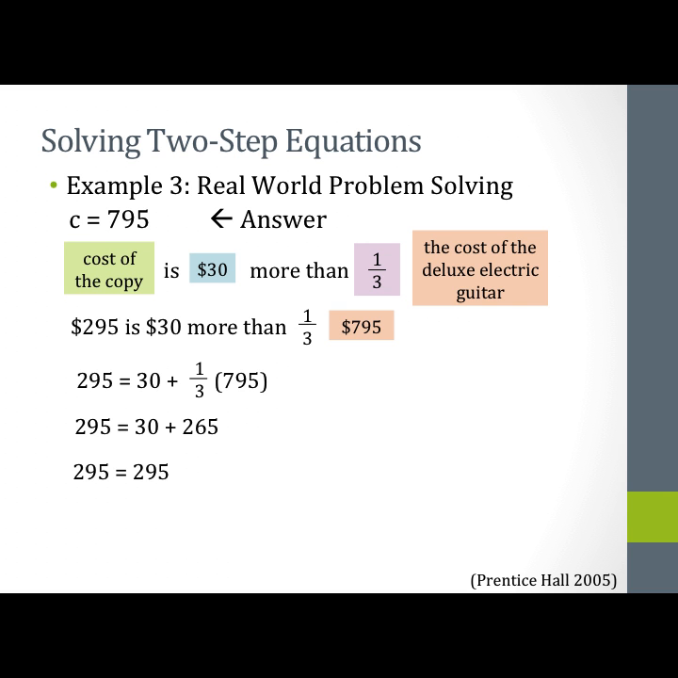If we plug this into our calculators, 1/3 times 795 equals 265, which we see here. So now we have 295 equals 30 plus 265. If you add 30 and 265, you get, oh look at that, 295 equals 295. They are equal to each other, therefore our answer does in fact make sense. The cost of the deluxe electric guitar is $795.